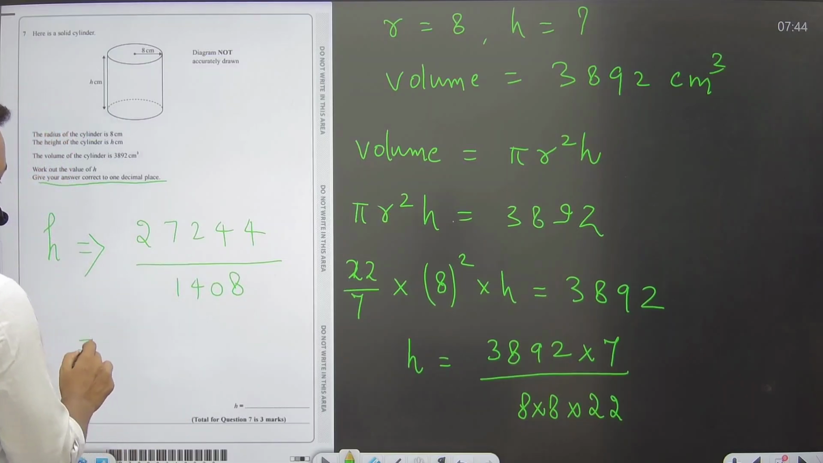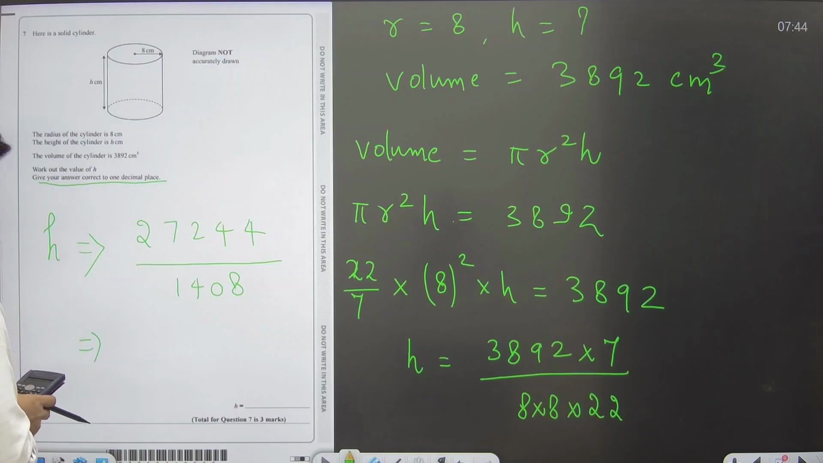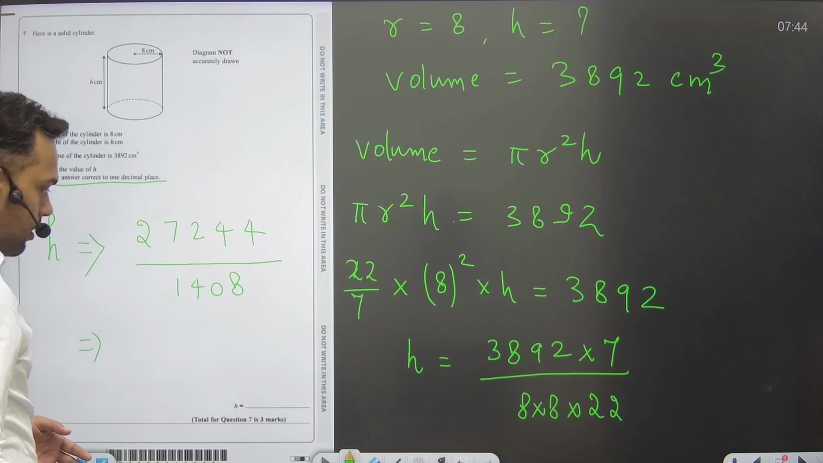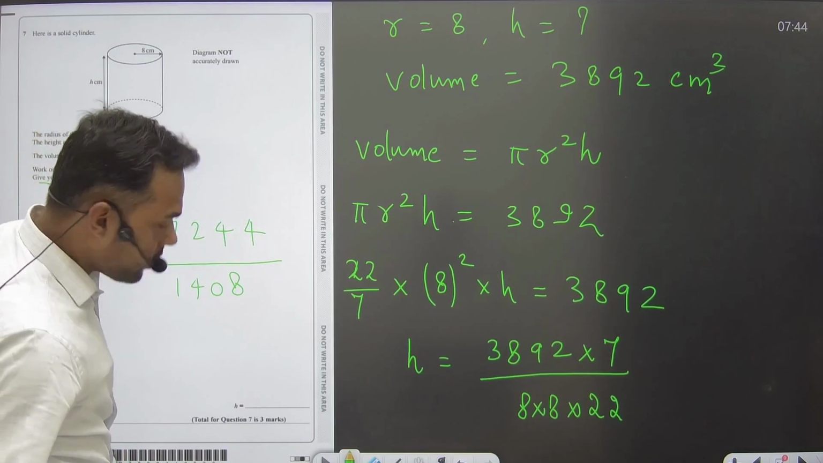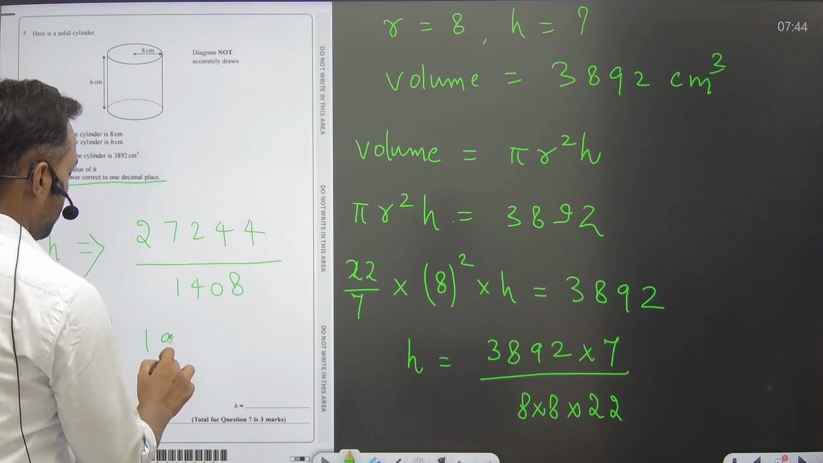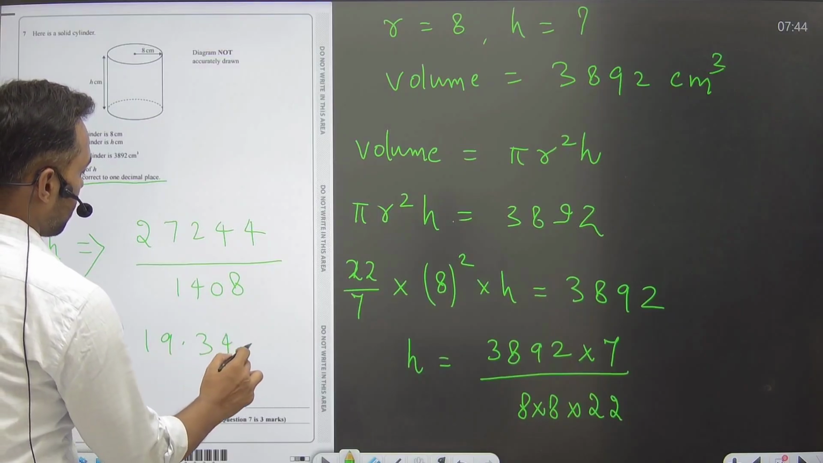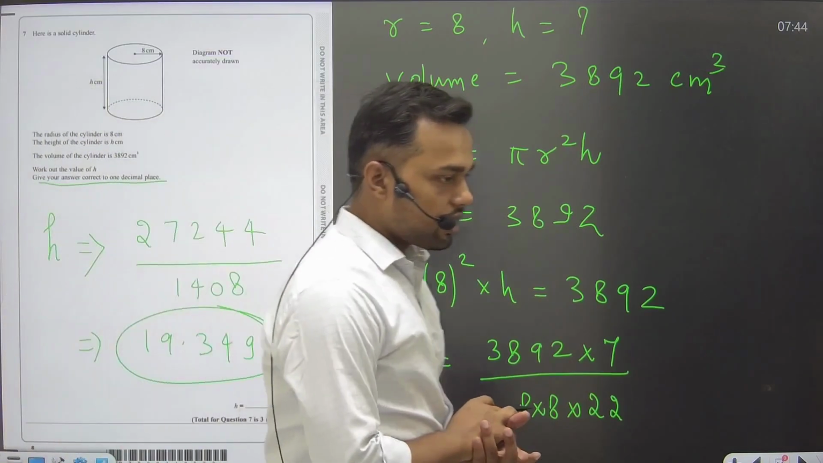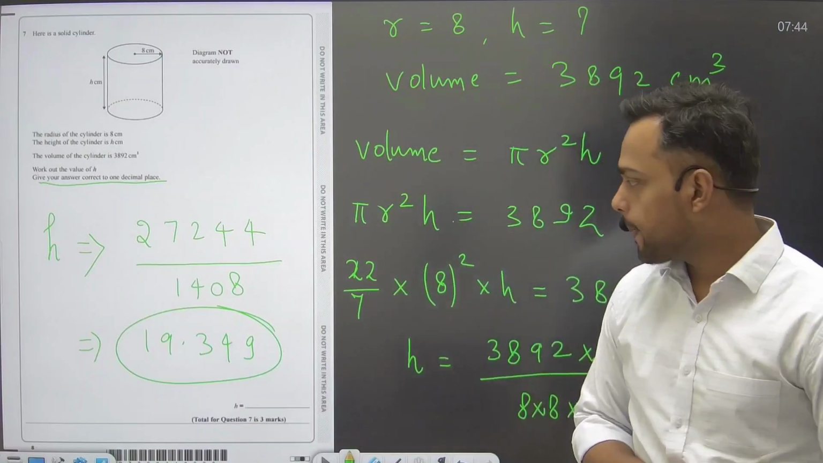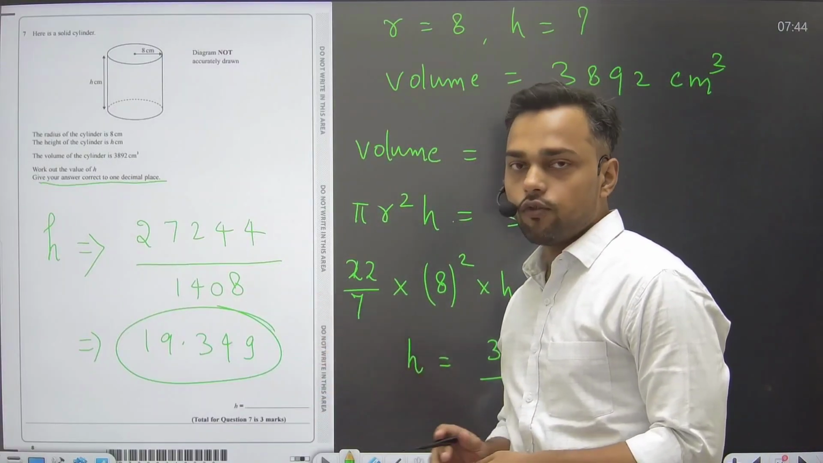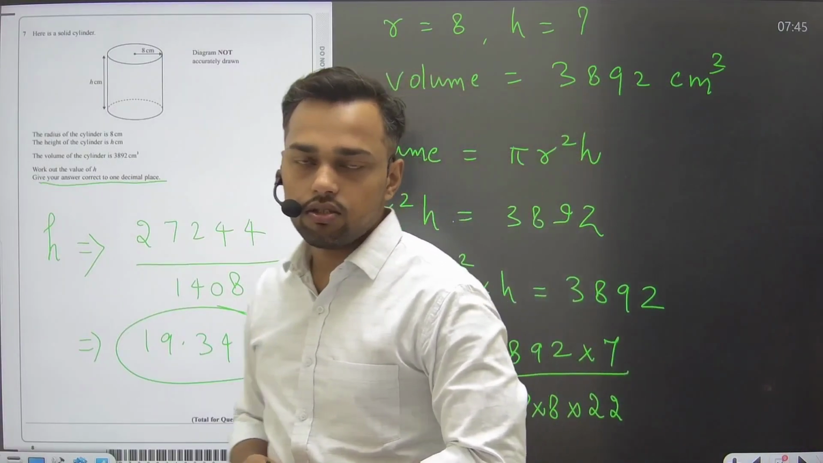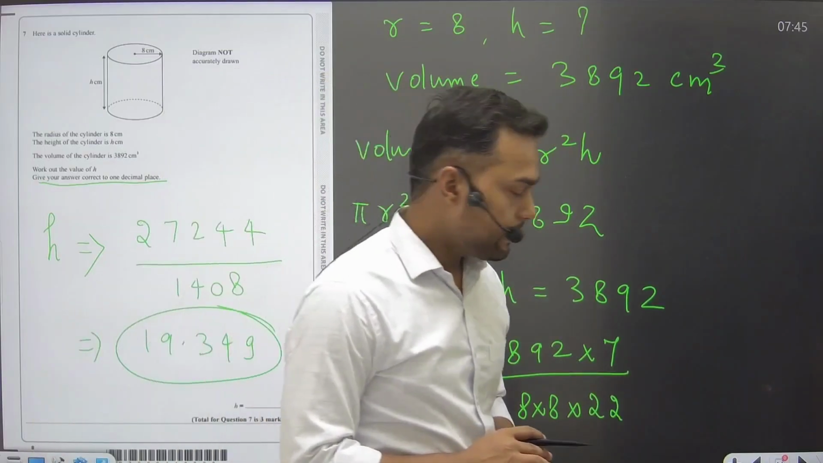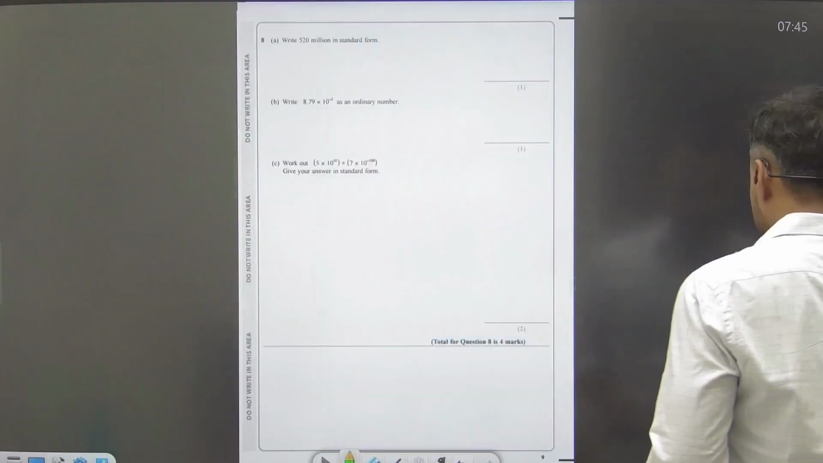After solving it, student, you will get 19.349. This is our solution, student, correct to one decimal place. If you want, you can round it off to 19.5. Okay, let's move to the next question.